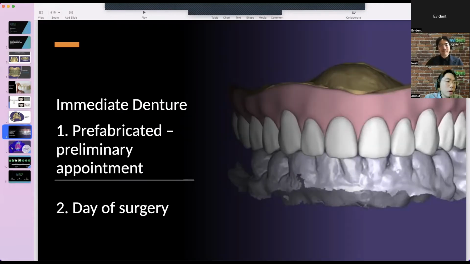Request an immediate denture design when you have diagnosed the case on the day of surgery, and we will do a turnaround as soon as possible. Alternatively, you can request the denture design at the preliminary appointment instead of the day of surgery. Then you can have the denture ready from the beginning on the day of surgery, which makes for a much faster turnaround time for you.